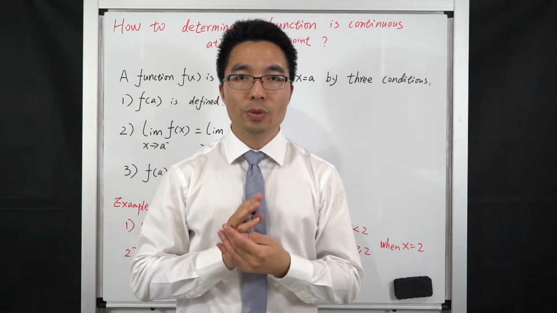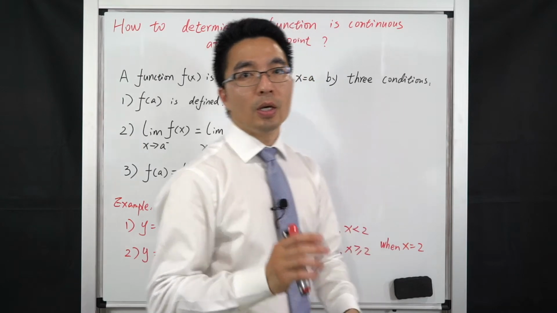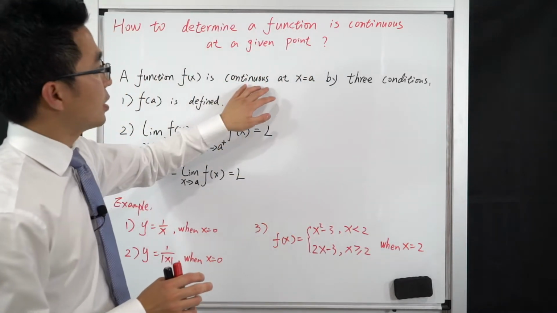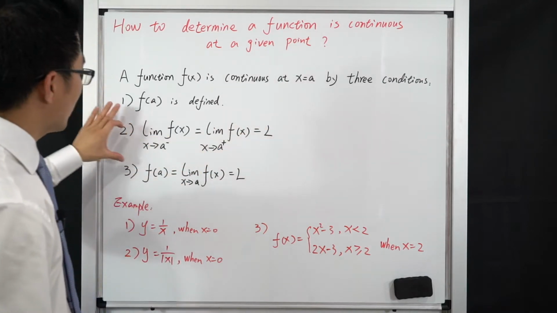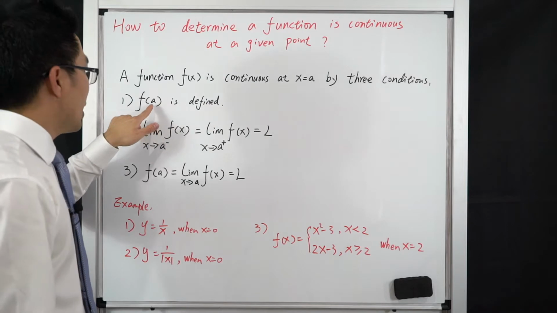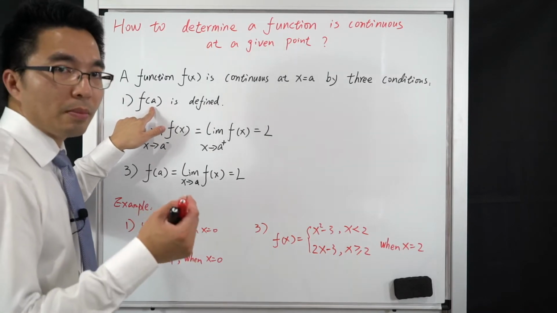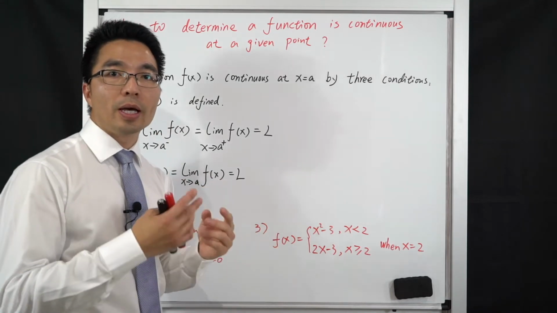In this video, I will show you how to determine a function is continuous at a given point. When we're saying a function is continuous at x equal to a, the function must meet these three conditions. The first one is f(a) is defined, which means this a, the point we are choosing, must be in its domain. We can find the actual value of the function when x equal to a.